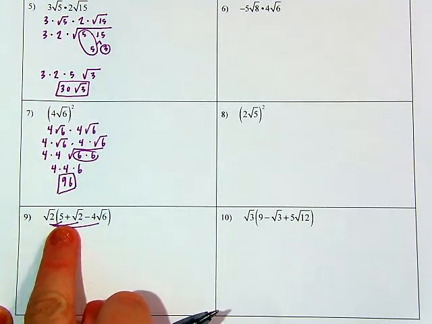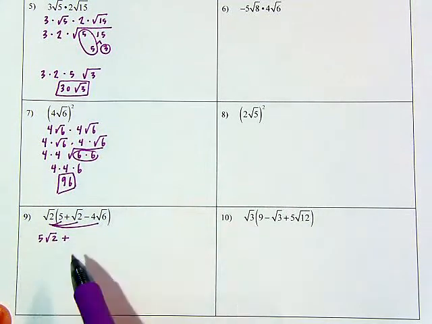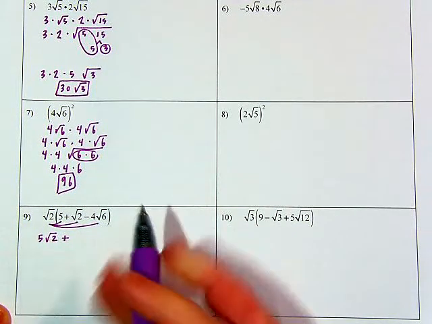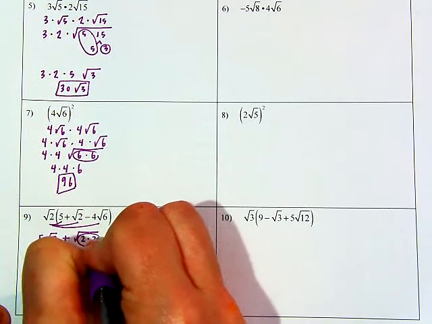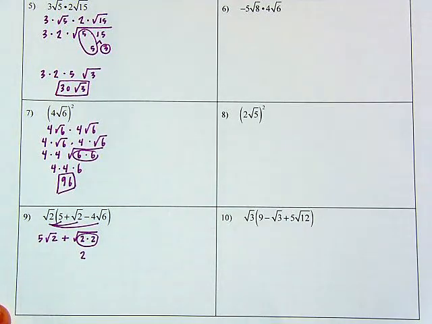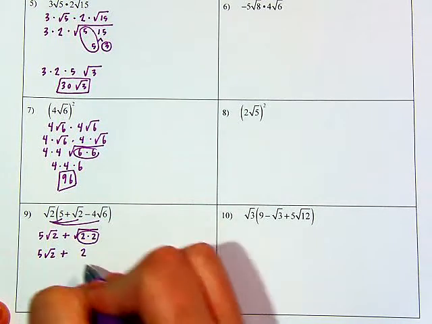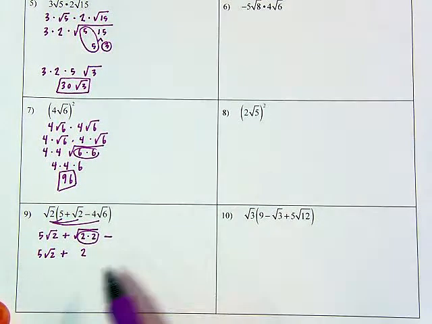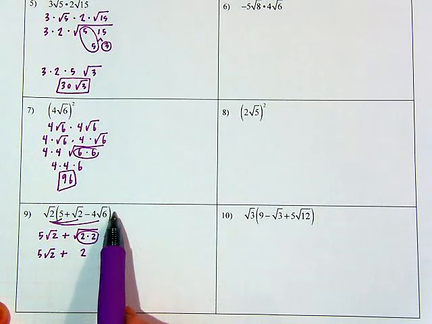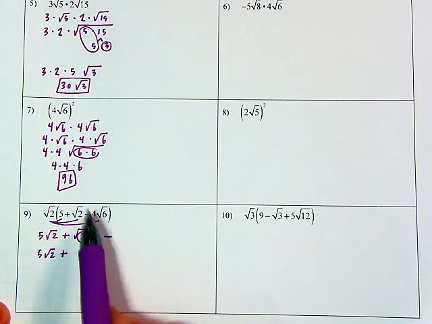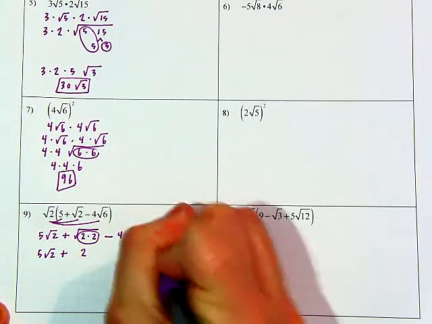I have the square root of 2 times 5, so that makes 5 root 2. Next, I have the square root of 2 times the square root of 2. So those combine underneath the same radical, which is going to leave me with a 2 overall. So right now I have 5 square root 2 plus 2. And then minus, I have the square root of 2 times a negative 4 square root 6. So here minus 4 will go first. And then underneath the radical, I have the 2 times the 6.